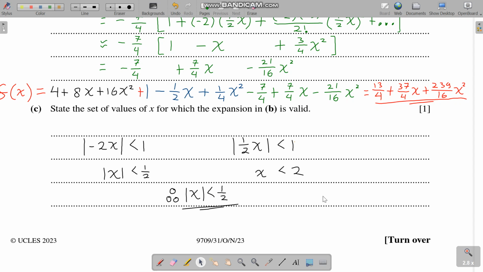Okay, so to solve this, first of all, here we divide by the modulus of minus 2 on both sides. So basically we divide by 2, so we have 1/2. Here we divide by the modulus of 1/2. So 1 divided by 1/2 is 2. So we have two inequalities, and the intersection is smaller than 1/2, also smaller than 2. So the intersection, or the final answer, is just smaller than 1/2. This is the final answer.